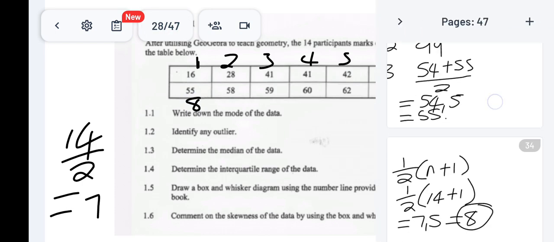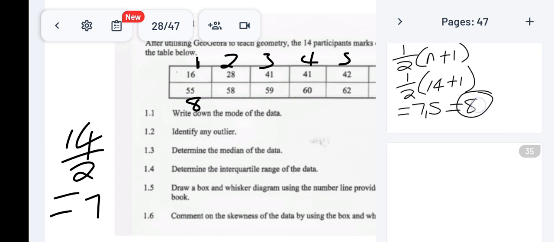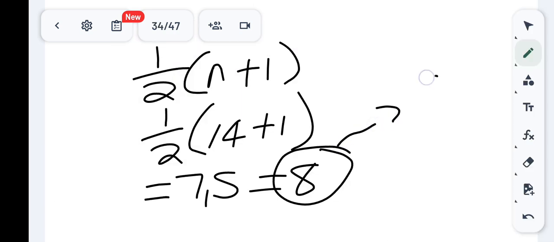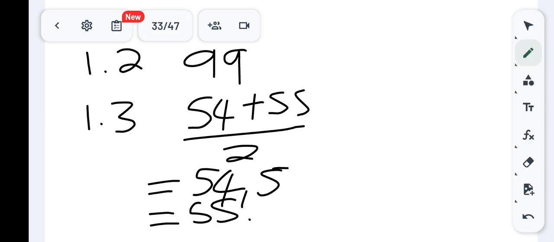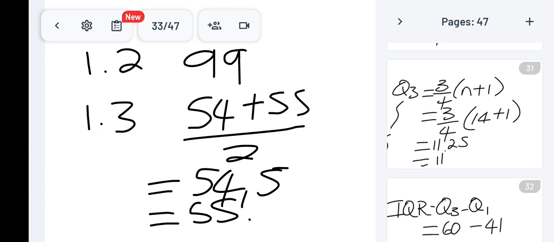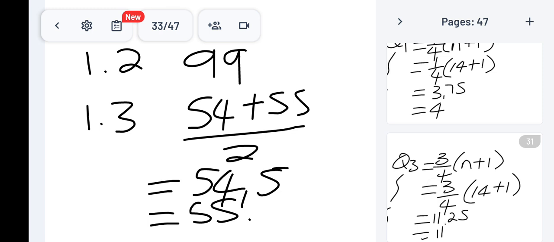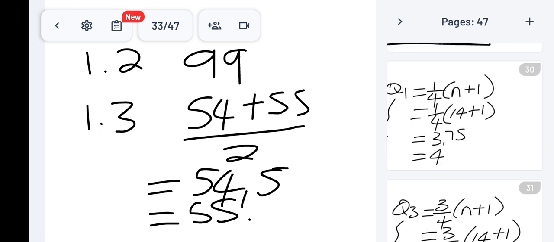Therefore, 55 is your median. So you can either use this method or this method. But remember, for this one, if you have an even number, you will have to add those two middle terms and then divide by 2, and then you get your median. But if it's an odd number, it's very simple. You just divide that odd number by 2 and then check the position.